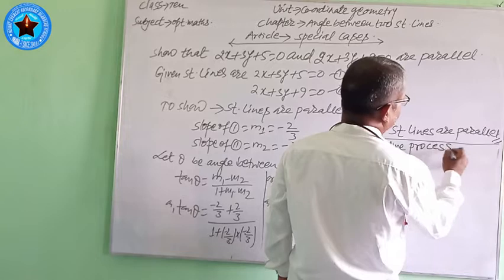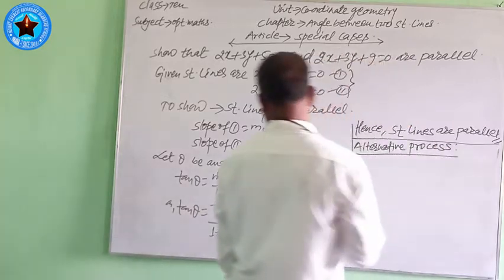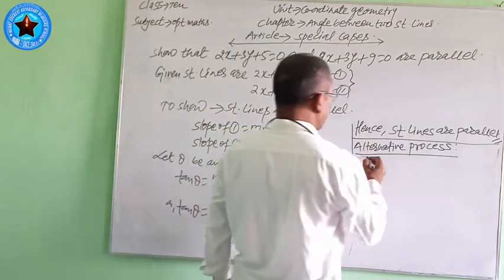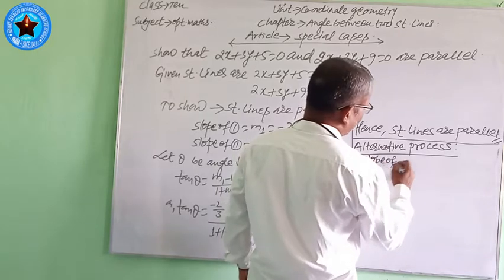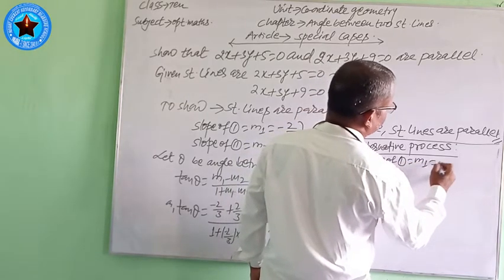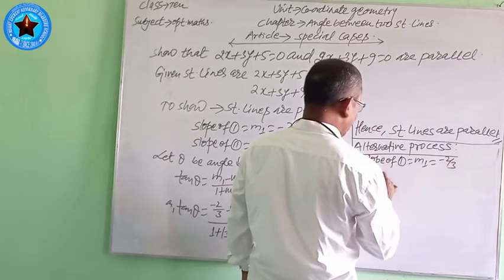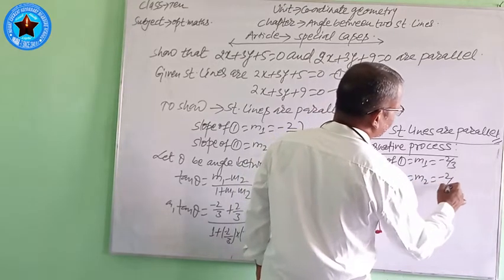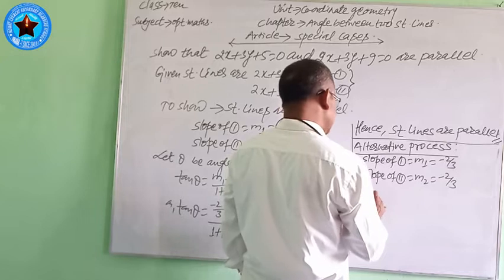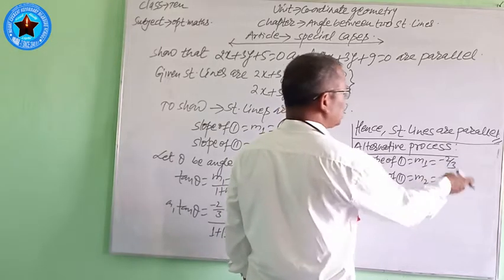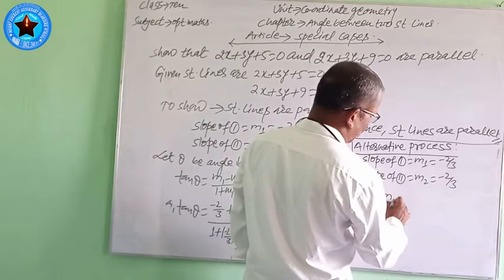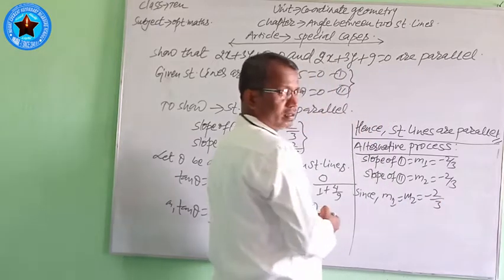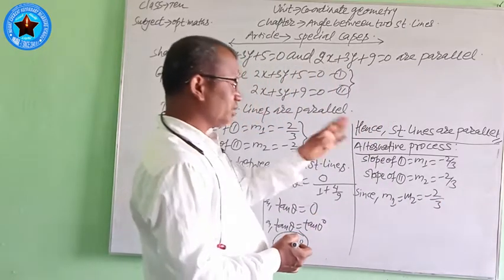Here, in the alternative process, we need these two. Slope of 1, m1 equals minus 2 by 3. Slope of 2, m2 equals minus 2 by 3. If we analyze these two results, we find m1 equals m2 equals minus 2 by 3.